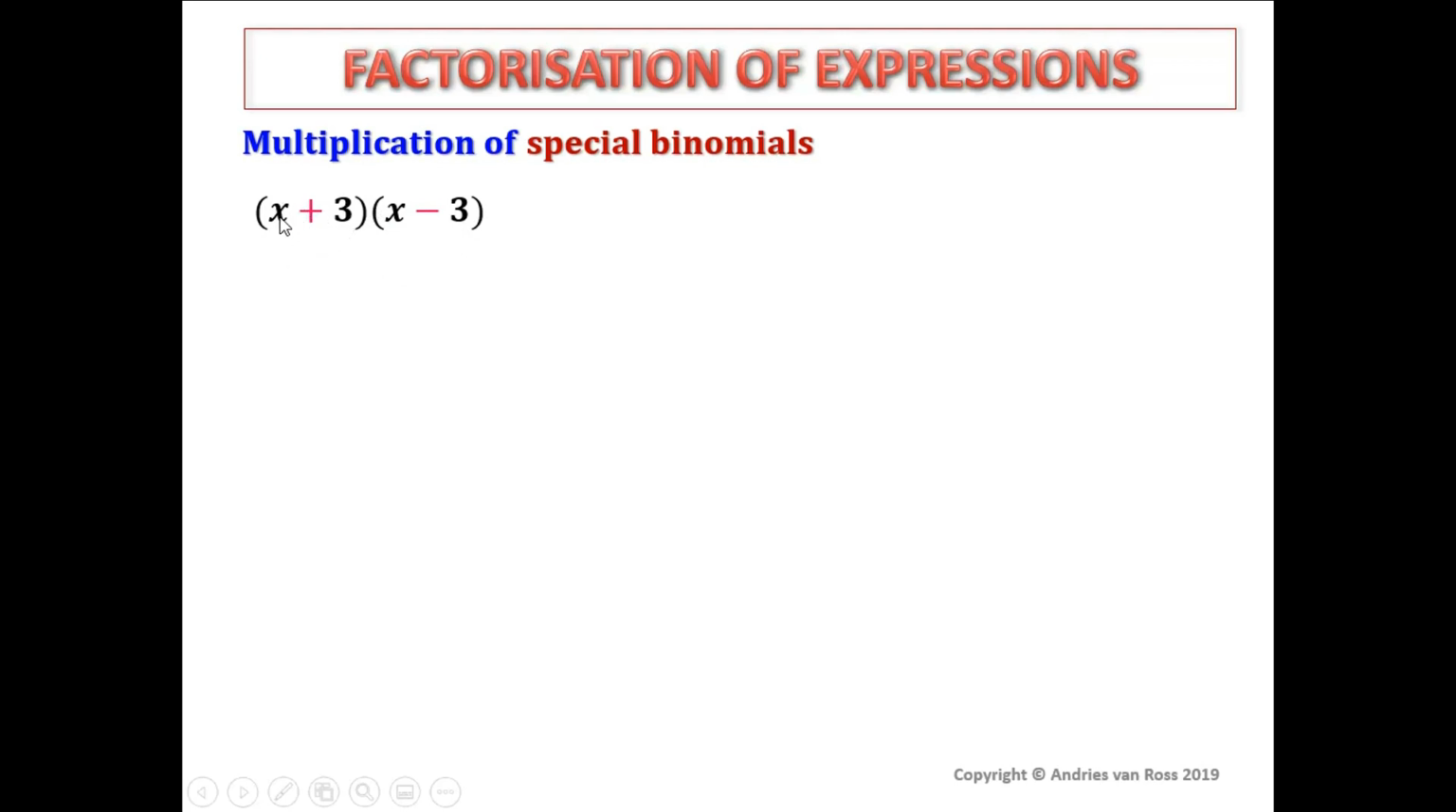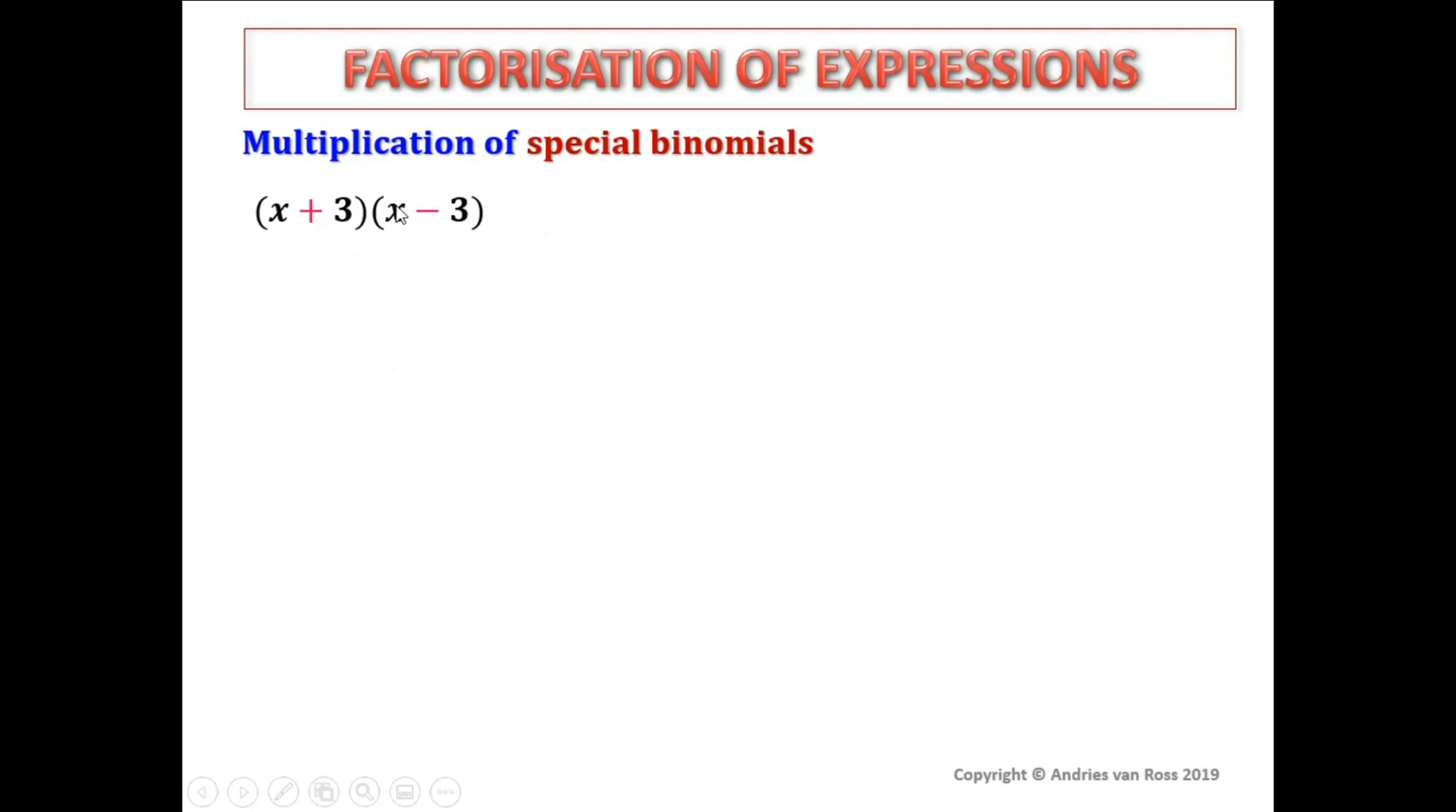We see that the two brackets look the same, but the first one has a plus separating the two terms in the binomial, and in the second binomial there's a minus. So they look the same, except that the terms are separated by a plus and a minus in the two cases. That's what makes them special. So why are they special?